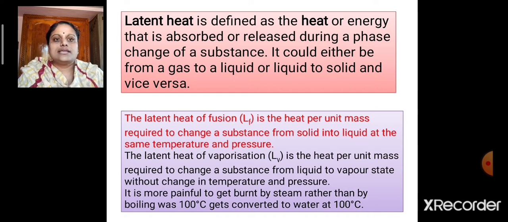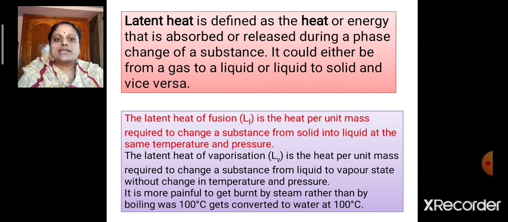The latent heat can be of two types: latent heat of fusion and latent heat of vaporization. Latent heat of fusion is the heat required per unit mass to change from solid state to the liquid state. And latent heat of vaporization is the heat required per unit mass to change from liquid to vapor state.